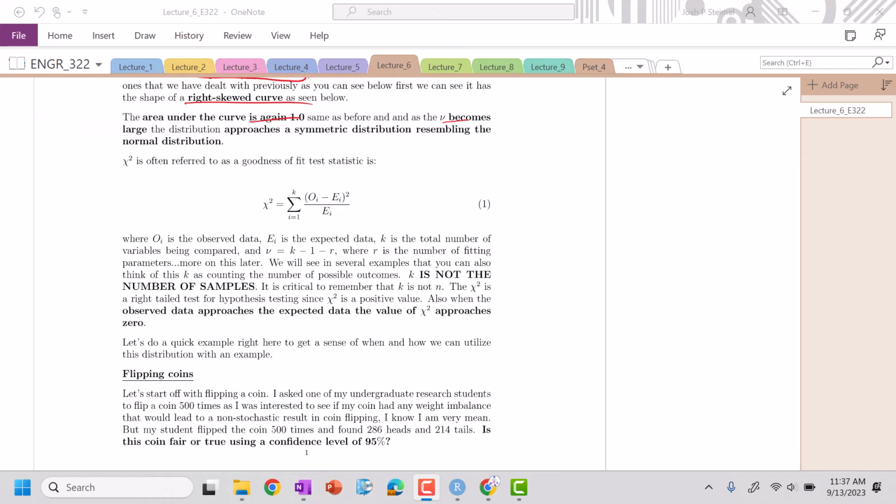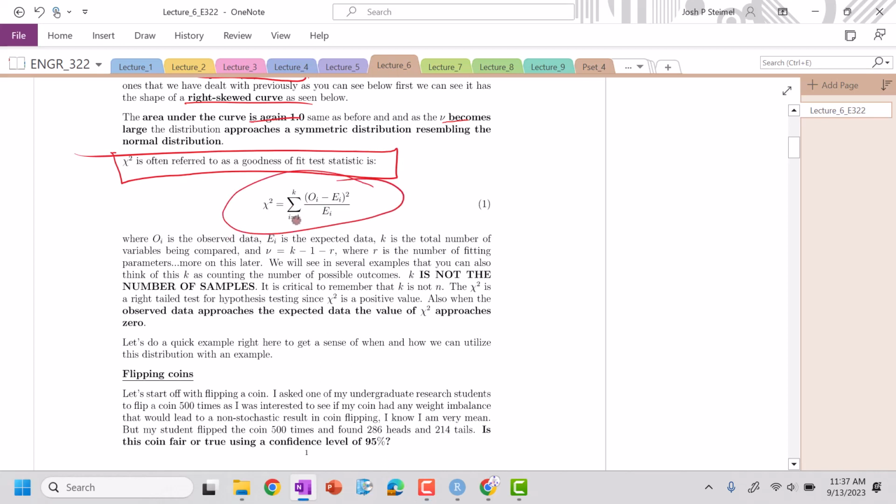So chi-squared is basically our goodness of fit test statistic. It is defined as such. It's the sum of the observed minus the expected, and i is indicating over k, where k is essentially the total number of variables being compared, or the number of outcomes as well. Additionally, nu is equal to k minus 1 minus r, where r is the number of fitting parameters, and more on that a little bit later.